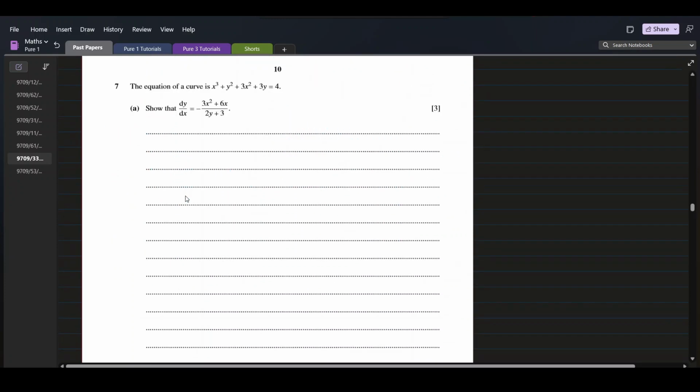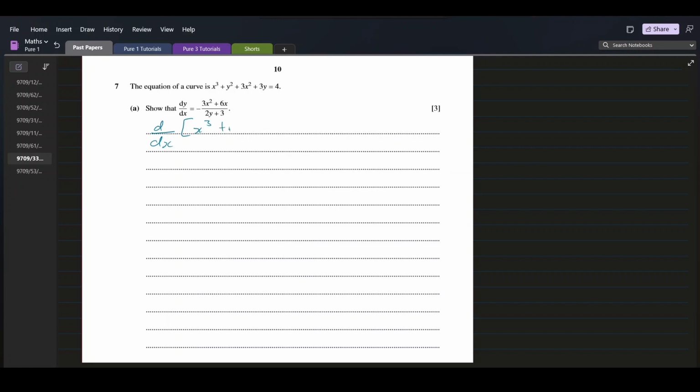Number 7, the equation of a curve is x cubed plus y squared plus 3x squared plus 3y is equal to 4. Part A, show that dy dx is equal to negative 3x squared plus 6x over 2y plus 3. So we have an implicit function, so we will perform implicit differentiation. So that's x cubed plus y squared plus 3x squared plus 3y, and this is equal to 4.